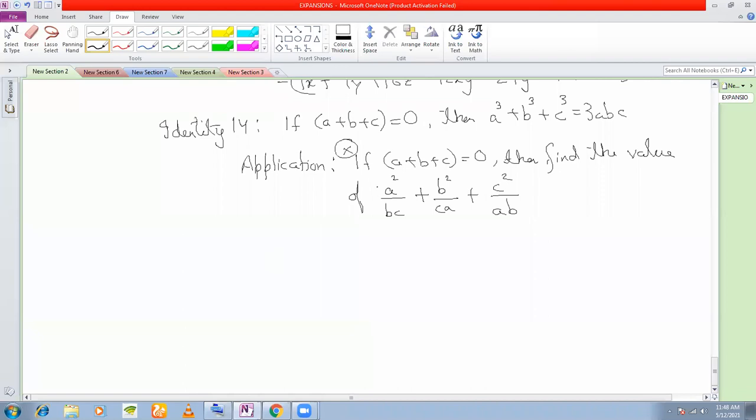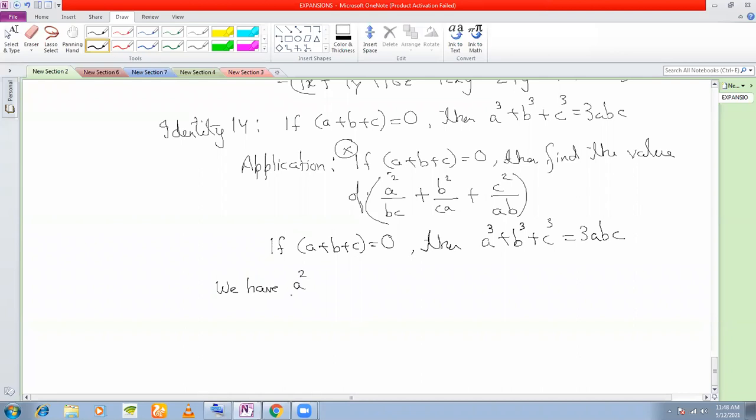Okay. So since we have to find out the value of this expression here, let us start with this expression. Now remember, we will be using this identity. It is given to you that a plus b plus c is equal to 0. And we know that if a plus b plus c is equal to 0, then we have a cube plus b cube plus c cube is equal to 3abc, right? We know this. We shall be using this. So we start from this: a square by bc plus b square by ca plus c square by ab.